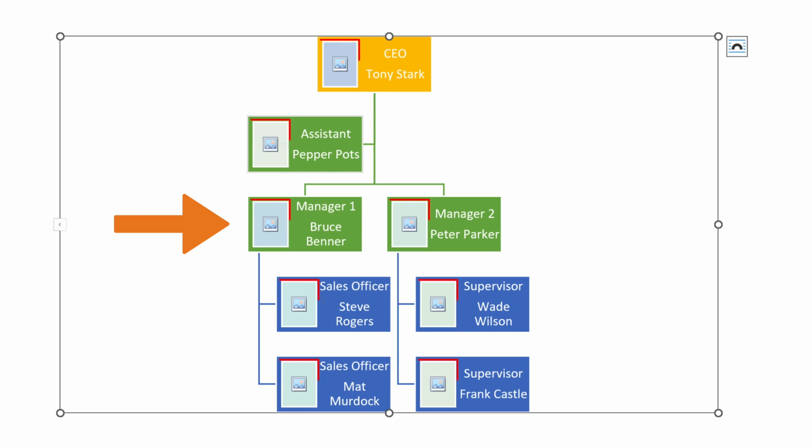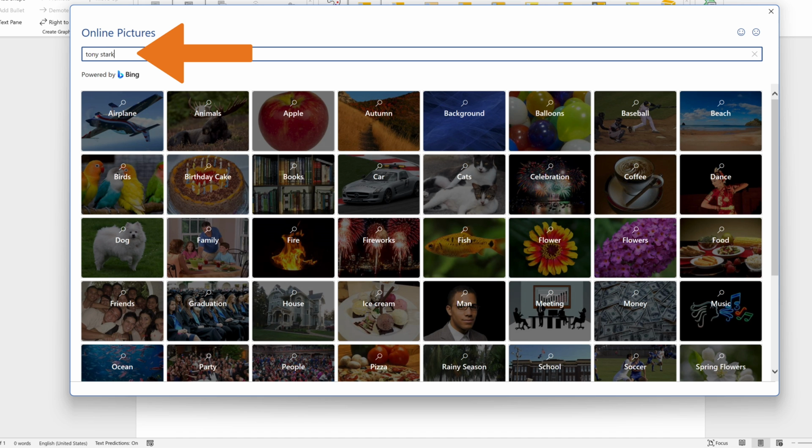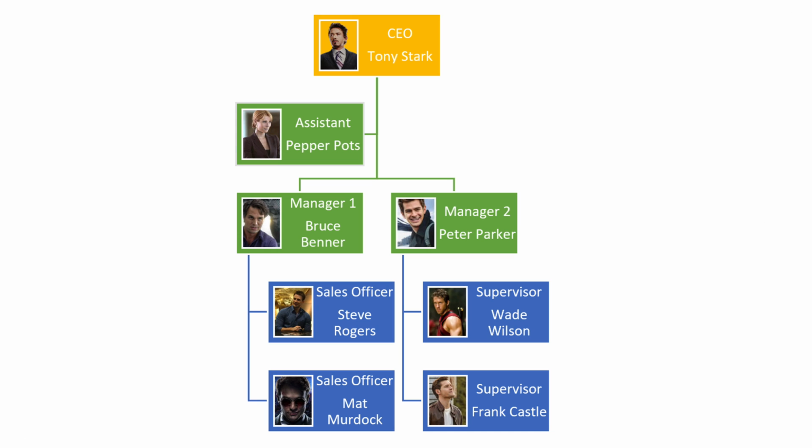You may notice that Word has added small squares in the shapes for the photos. Just click on the square and add a photo from your computer or the internet. So we're going to add pictures to our names, and here it is. You can see that the chart looks much better now.